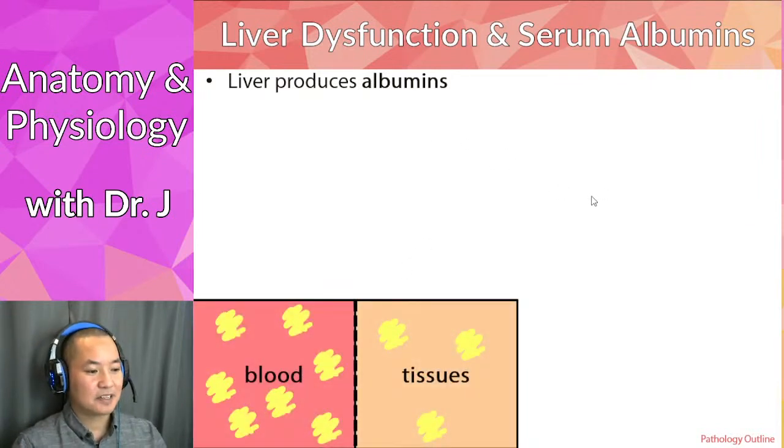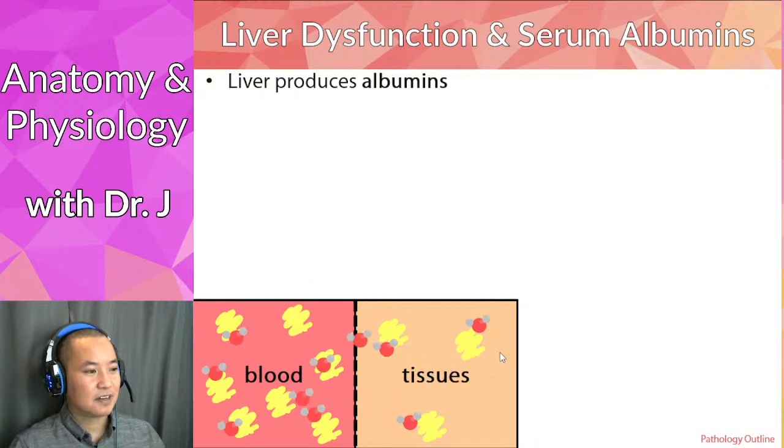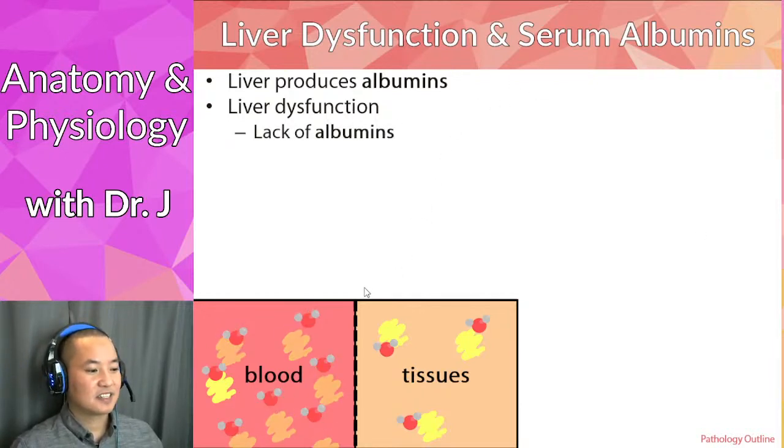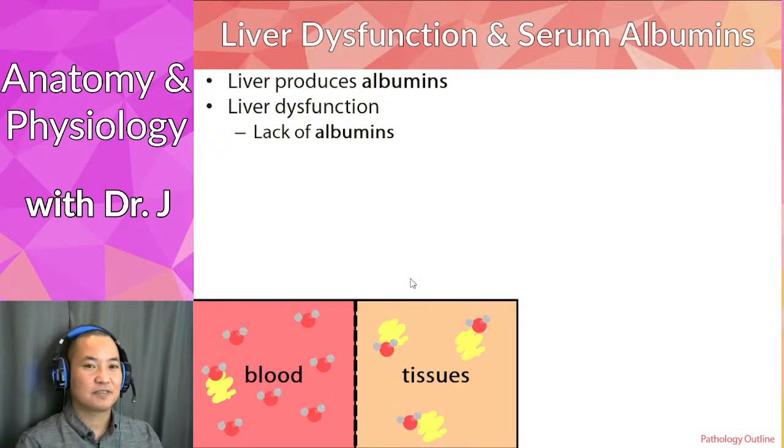Now here we have our blood and tissues. Blood has a generally higher concentration of proteins due to the serum albumins, and this allows blood to hold on to water. But what if your liver ends up being sick or starts to fail or can't produce enough of these albumins? If your liver becomes unhealthy, it can no longer perform its normal functions, and producing albumins is one of them. So if your liver has dysfunction, it's going to produce less albumins, and then with less protein content in your blood, it's not going to have that oncotic pressure that allows it to hold on to a lot of water.